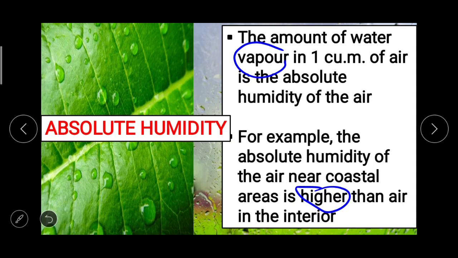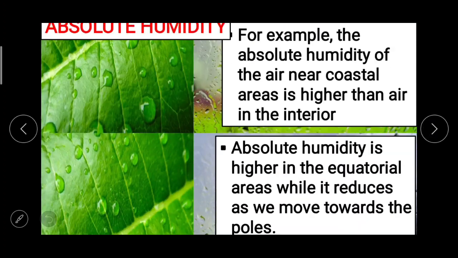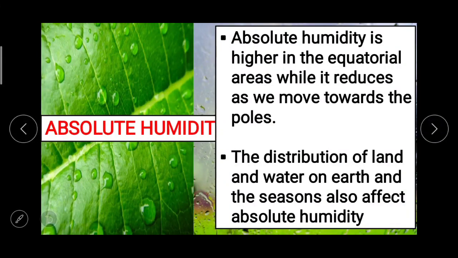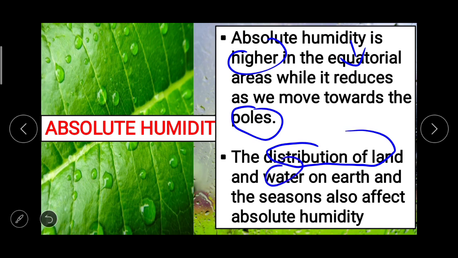Absolute humidity is higher in the equatorial areas, while it reduces as we move towards the poles. The distribution of land and water on the earth and the seasons, like winter, summer, rainy season, also affect absolute humidity.